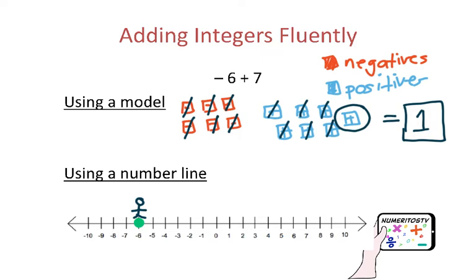So you're standing on negative 6 and then you see plus 7. So plus means walking to the right of the number line. Minus or negative represents walking to the left of the number line. In this case, we're moving to the right 7 units because it's positive. So 1, 2, 3, 4, 5, 6, 7 units to the right. So now your final standing is in positive 1. As you can see, we have the same answer.